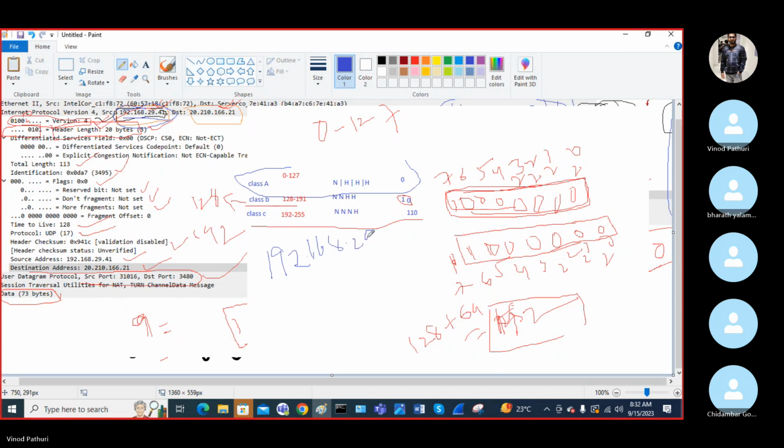Network is 3 and host 3 is 1, and host is 1. Okay. So what is 20.210.166.21? Which class is it? Class A. So how many network bits and how many host bits are there? 1 network and 3 hosts. Okay. So what is the network here? 20 or 210? 20 is the network. 20. Yeah.